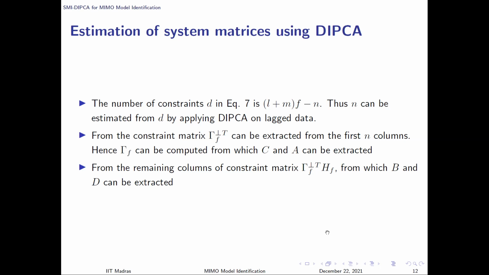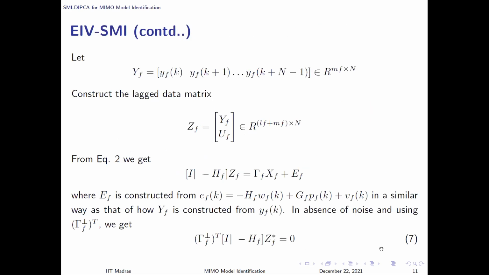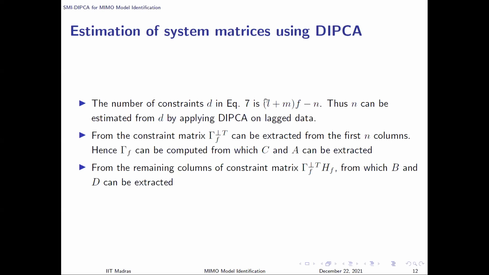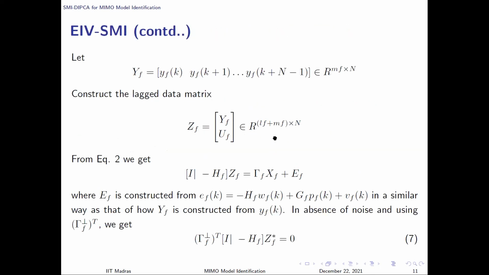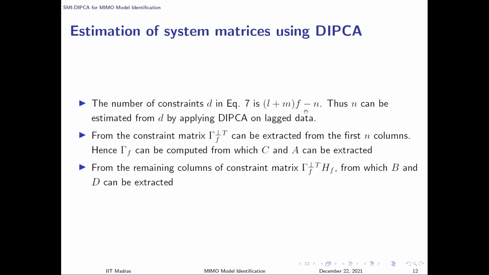When we finally convert it to what we call the subspace representation, the model, we will find that there are D constraints in equation 7, and the D is nothing but, I'm sorry, here it should not be L plus M, it should be just MF minus N. I'm sorry about that. It should be just MF minus N. So I'll correct it. So the number of rows of gamma F minus the rank of gamma F, that will be the number of constraints.